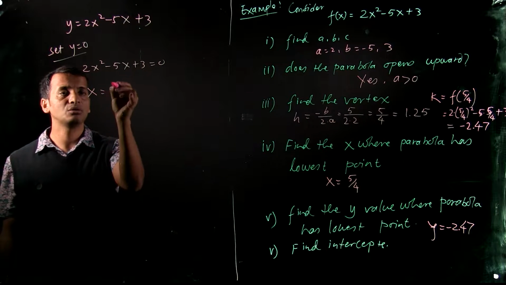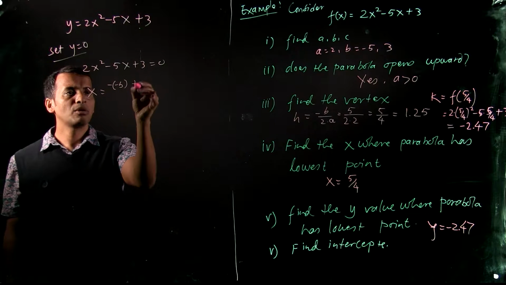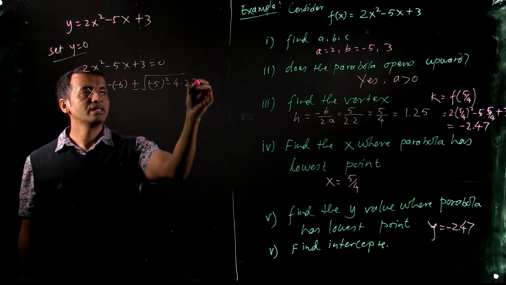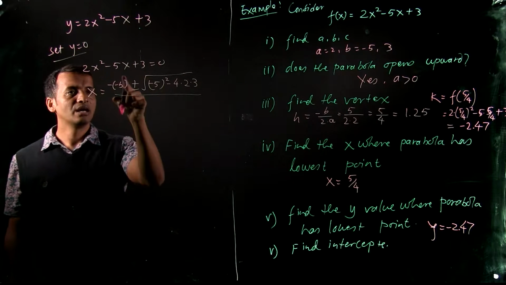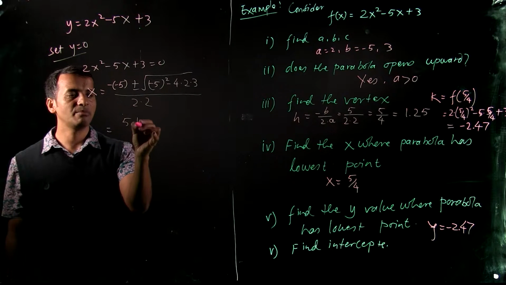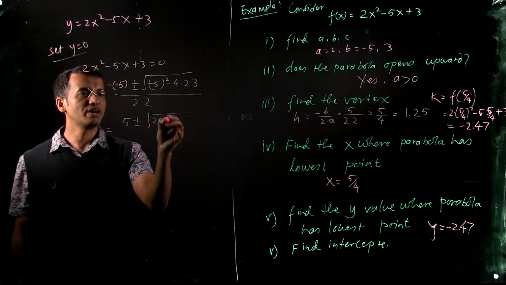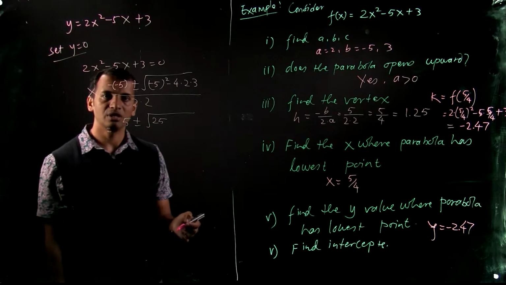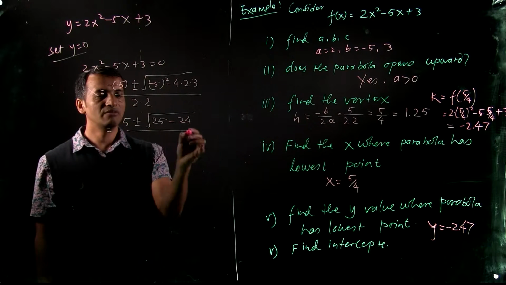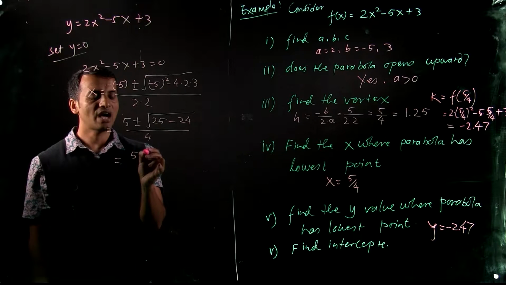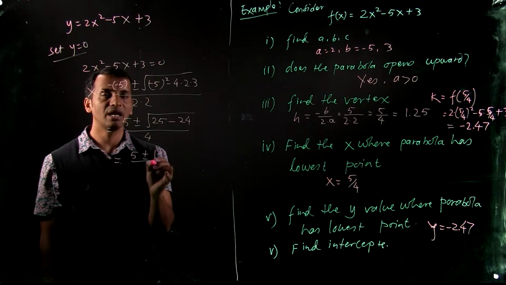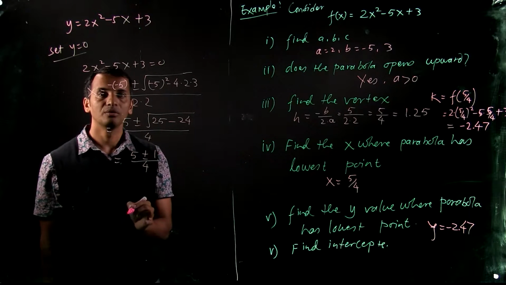Using the quadratic formula, x equals negative b plus or minus the square root of b squared minus 4ac, divided by 2a. Here b is negative 5, and 2 times 2 is 4. So this is 5 plus or minus the square root of 25, because negative 5 squared is 25, minus 4 times 2 is 8, times 3 is 24, divided by 4. So this will be 5 plus or minus the square root of 25 minus 24, which is 1, divided by 4. Makes sense?